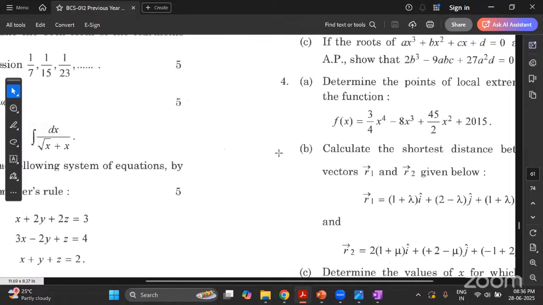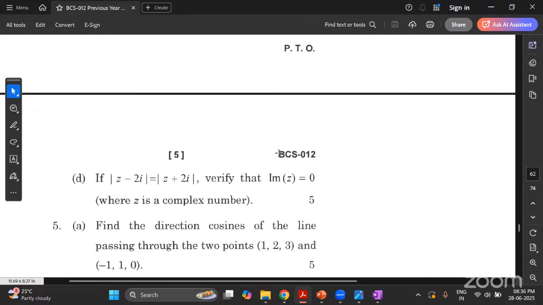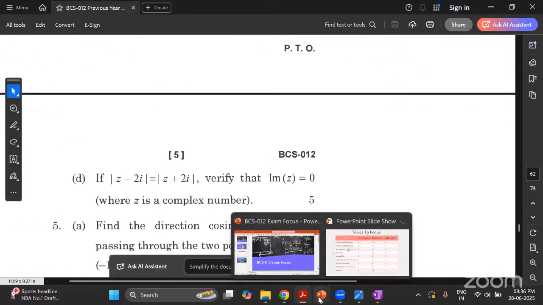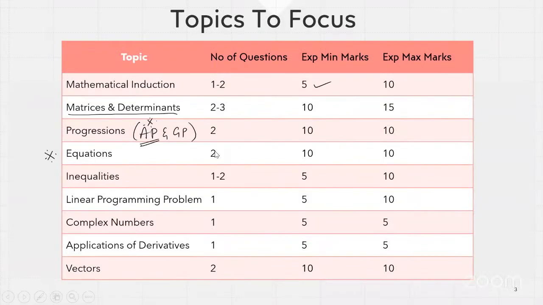You will definitely get two questions from the equations chapter. Quite easy. You have learned it in your high school itself. Just see how to solve the problems and what the concept is. Here you will definitely get two questions for which you can score 10 marks.